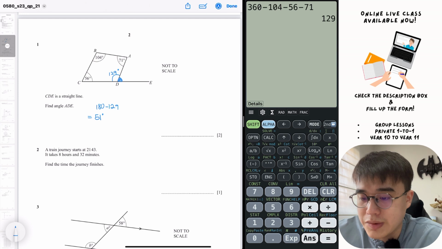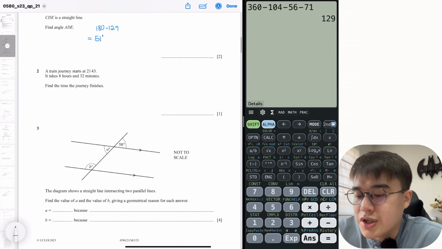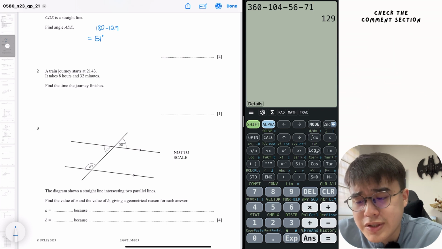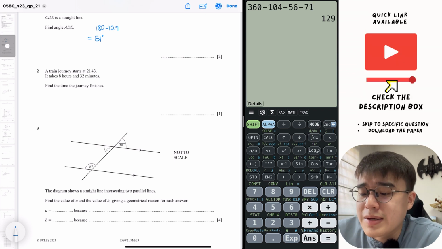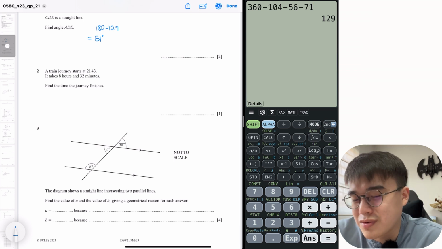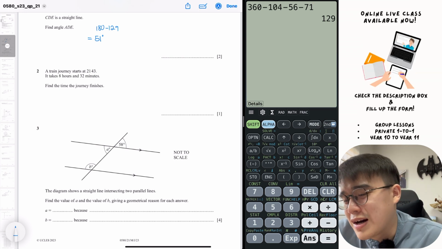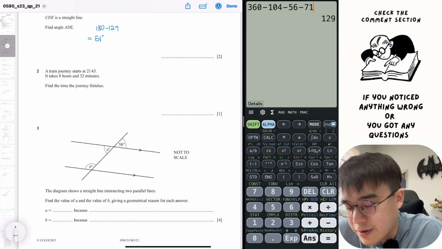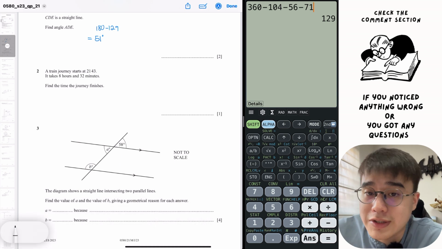Let's continue. So train journey starts at 2143. It takes 8 hours and 32 minutes. Find what time did the journey finish. So some students prefer to use logical thinking. For me, I'll be going through the details. That helps me to secure the answer correctly all the time.